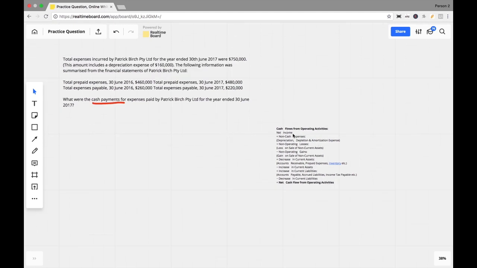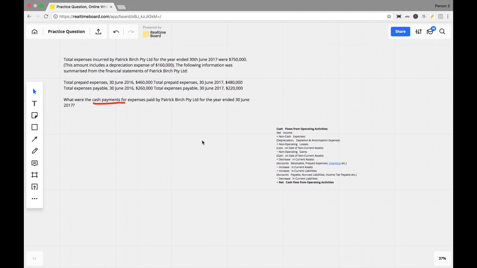You start with your net income, add back your non-cash expenses, add back any non-operating losses, minus the non-operating gains, and then if you have a decrease in your current assets, you add it back. If you have an increase in your current assets, you deduct it. If you have an increase in your current liabilities, you add it back. And if you have a decrease in your current liabilities, you deduct it. That's how you work out your net cash flows from operating activities.